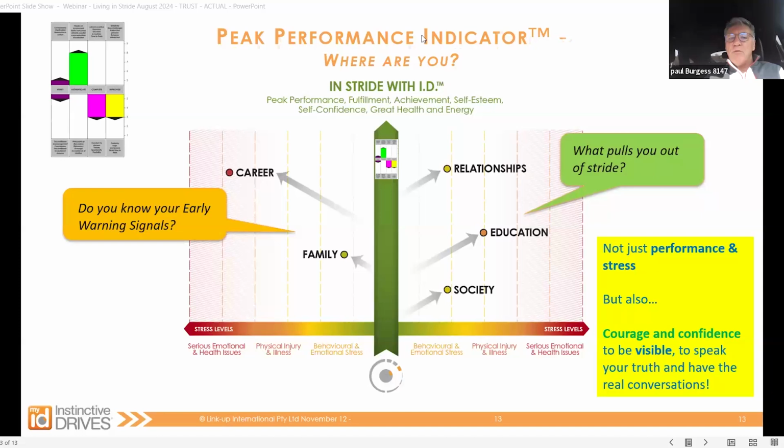The average score when we do this in a team is 6.3. So these are higher scores than what we would typically find. And then what we have found is when a team shifts from an average of 6.3, I've lost the call.